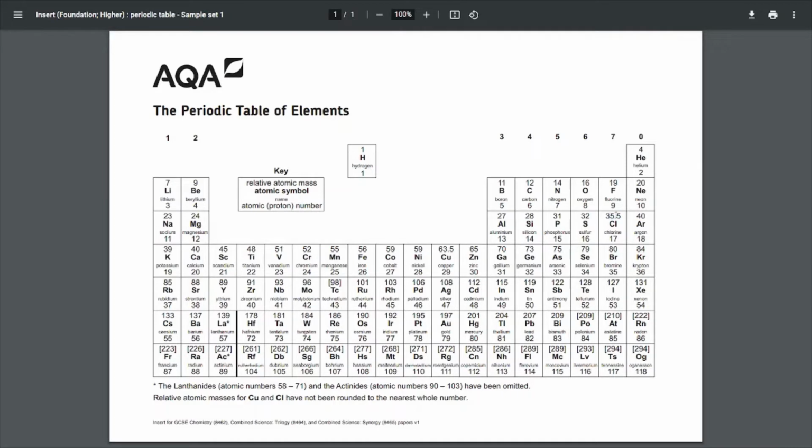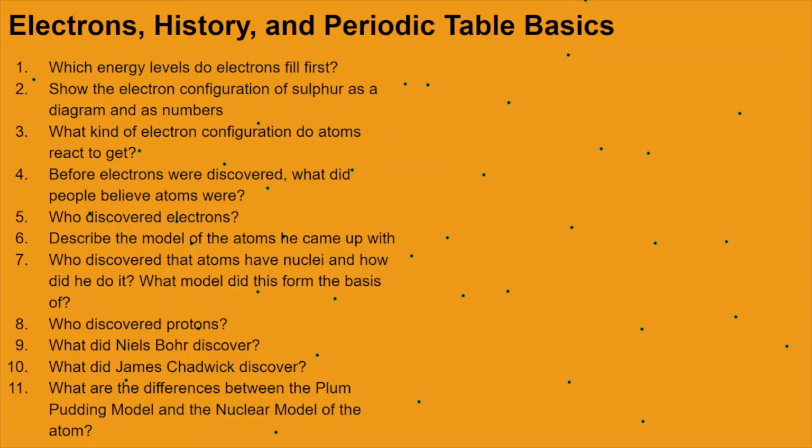And this is why we see chlorine's relative atomic mass written as a decimal. You think, hang on a minute, we can't have half a neutron. No, this is the relative atomic mass because we're taking into account the abundance of the different isotopes of the elements. So here are 11 questions on electrons and the history of the atom. So pause and have a go.